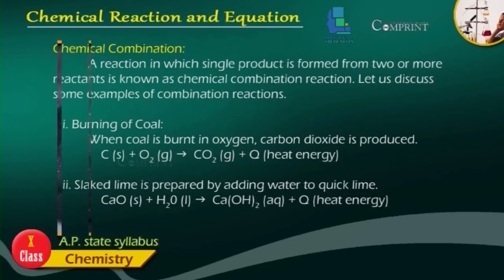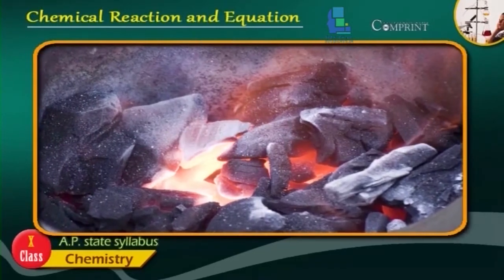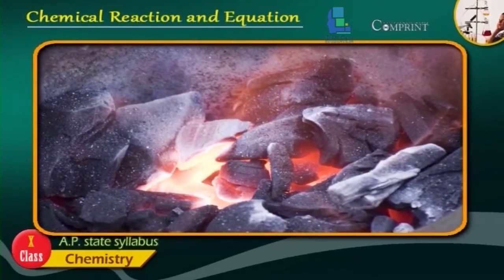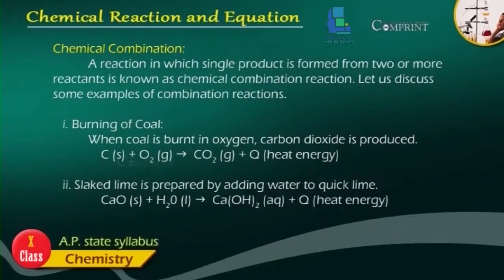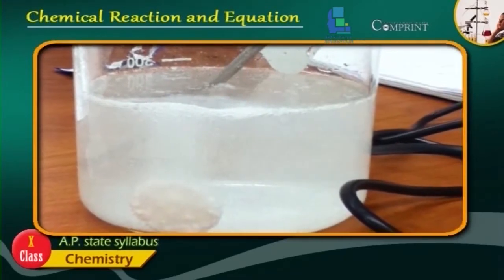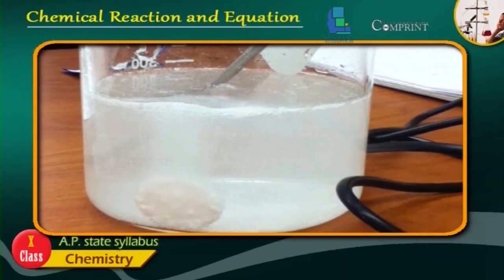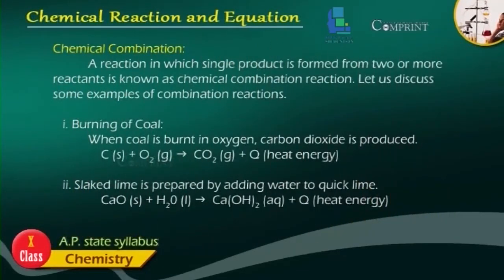Number 1. Burning of coal. When coal is burned in oxygen, carbon dioxide is produced. C + O2 gives CO2 + Q. Number 2. Slaked lime is prepared by adding water to quick lime. CaO + H2O gives Ca(OH)2 + Q.